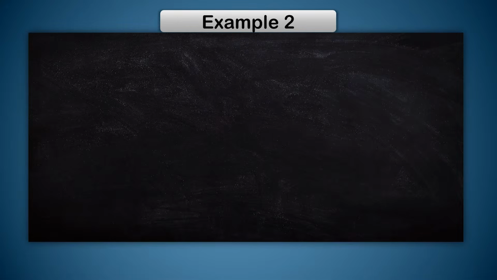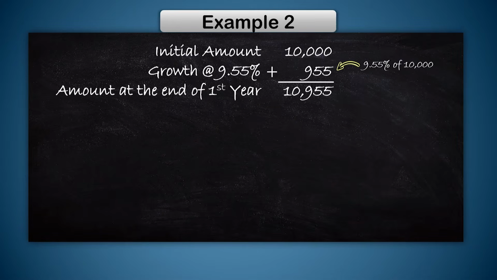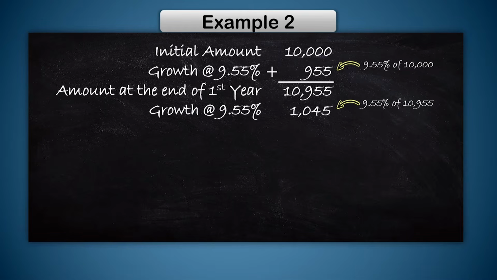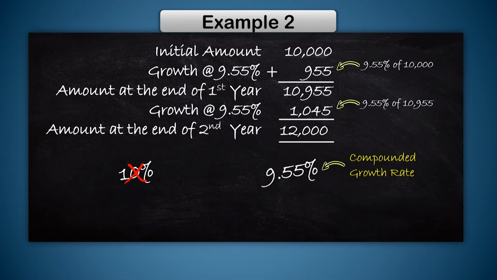With 9.55% growth, the 10,000 will become 10,955 at the end of the first year. And 9.55% on this 10,955 will be 1,045. Adding this will total up to 12,000. So 20% in 2 years is not equal to 10% per year, but rather 9.55% per year. The reason why it is 9.55% and not 10% is because of the effect of compounding. When you're compounding the growth or taking compound interest, you should always apply the growth on the amount at the end of each interval and not the original amount.